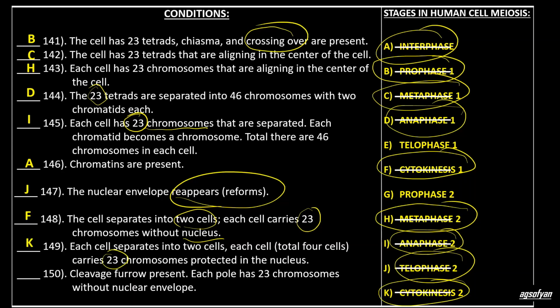Cleavage furrow. Each pole has 23 chromosomes without nuclear envelope. Okay, so the cleavage furrow means this is telophase, but look over here, there is no nuclear envelope reformed. Then this will be telophase, but number 1. Telophase 1.